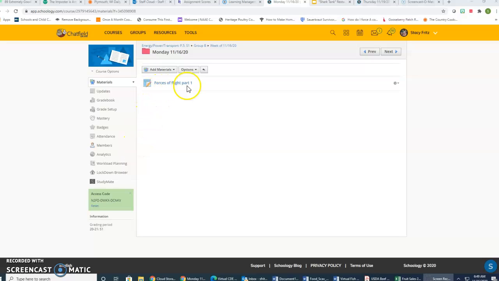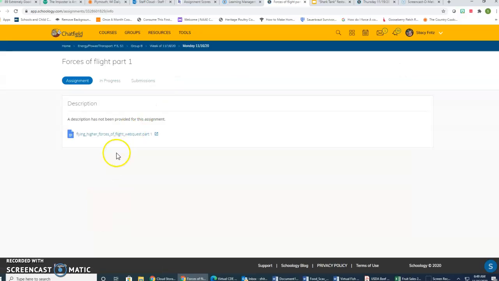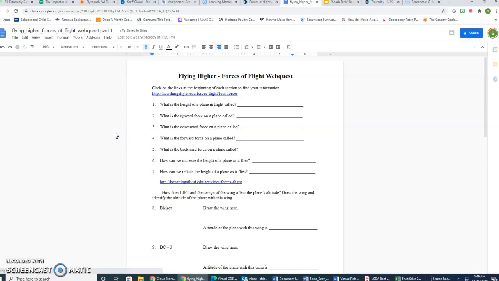Okay, to go with our O-Wing lab for today, we're going to do a Forces of Flight. And there is a document to open and a website to go to. The first one is separate, and then the second one is a simulation.